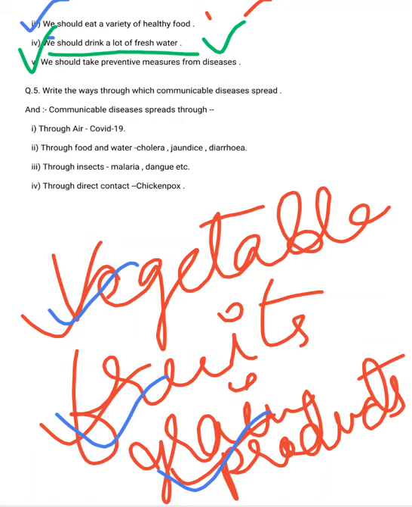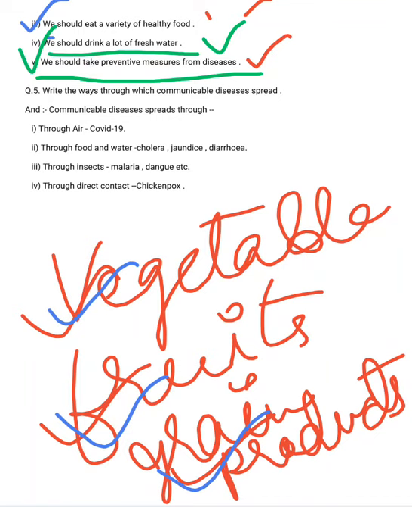Number 5, we should take preventive measures from diseases. So আমি এই ডিজিজ বিলাকৰ পৰা, বেমাৰ আজাৰৰ পৰা বাচি থাকিবৰ কাৰণে আমি কিছুমান preventive measures ল'ব লাগে. Right. So these are the most important preventive measures to prevent communicable diseases. Right.